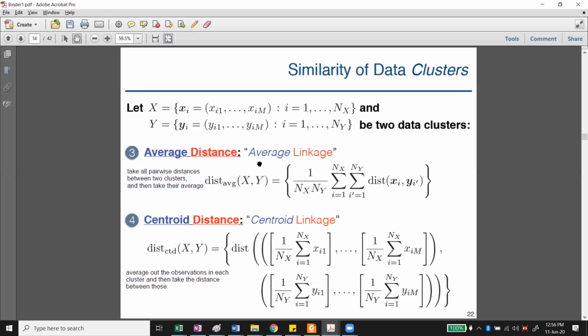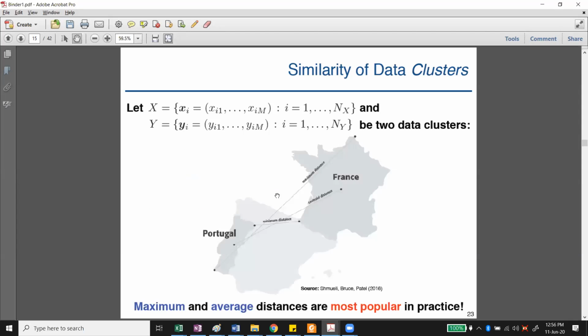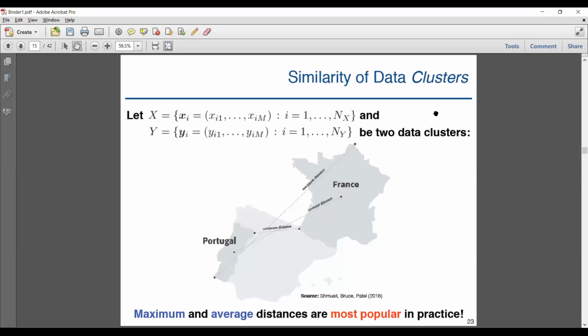Then you have two other measures. One is called average distance and another is called centroid distance, right? So you have four different types of distances when you're talking about similarity or distance between different clusters. Now, let's look at this thing here. Let me increase the size a bit.